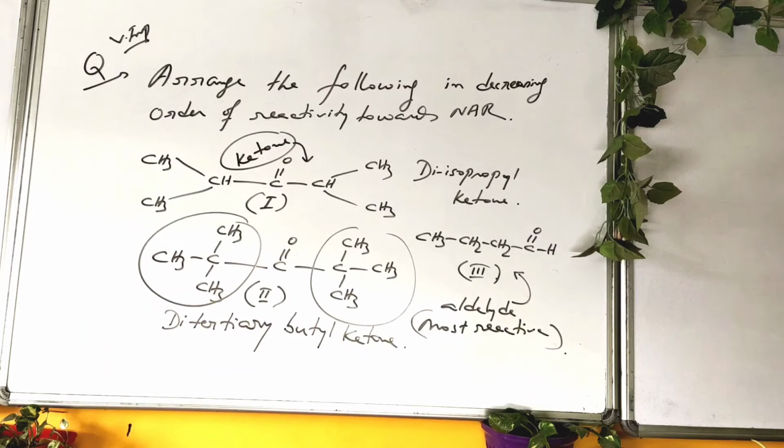One is called diisopropyl ketone. These are isopropyl groups, okay? Later on, in another class, I will discuss different bulky alkyl groups such as isopropyl, isobutyl, secondary butyl, tertiary butyl, neopentyl, amyl, okay? In any other classes. Now it's not required.